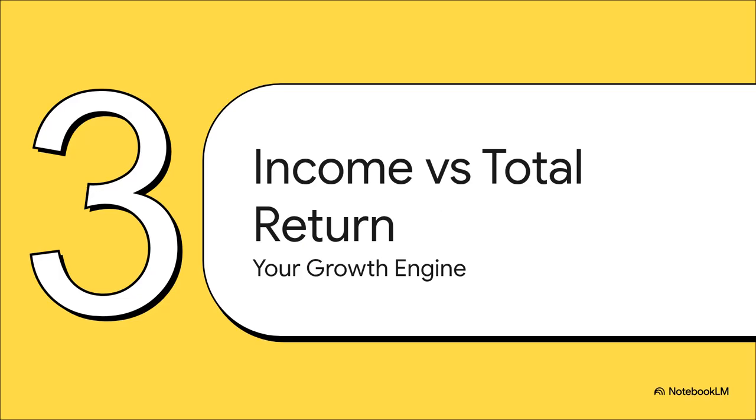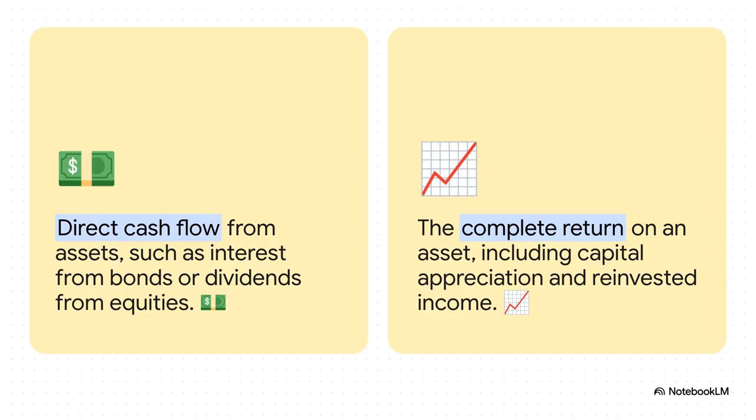So to meet those returns, we must understand the engine driving your portfolio. This leads us to 2 very different ways of thinking about your return objective, focusing on income generation versus pursuing total return. Income represents the cash flow you receive from assets, like interest from bonds or dividends from stocks. Total return, however, captures the complete picture. It includes that cash flow plus any change in the asset's underlying value, which we call capital appreciation.